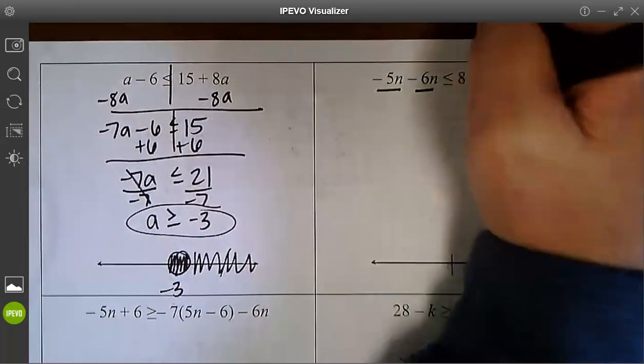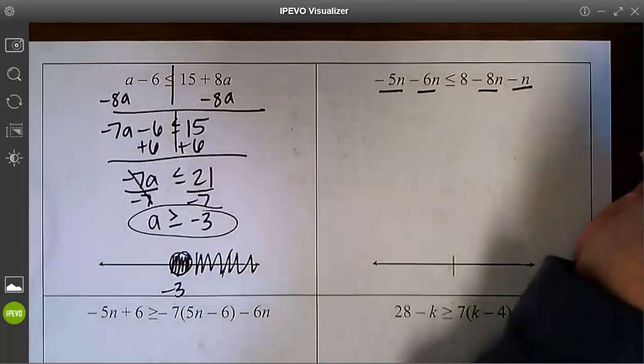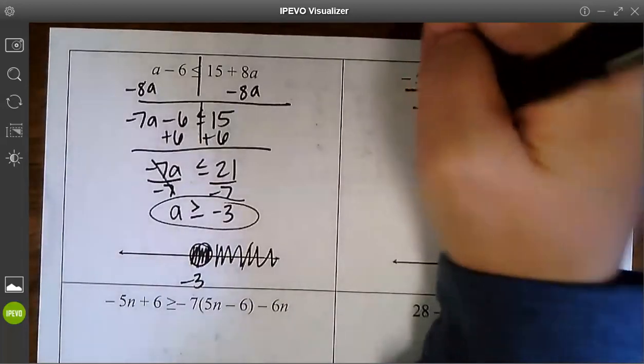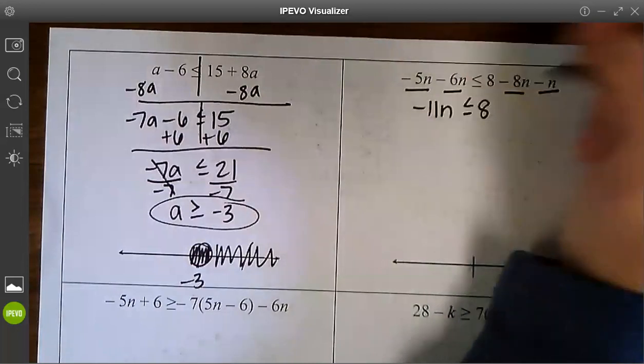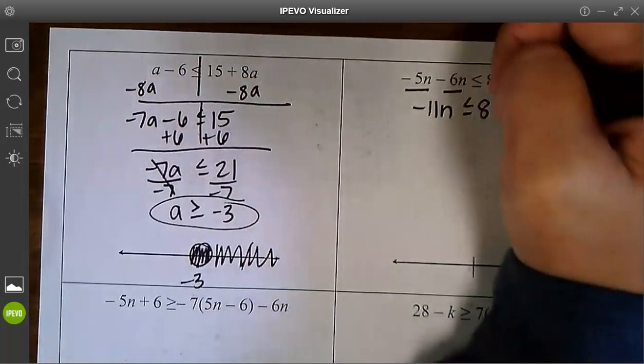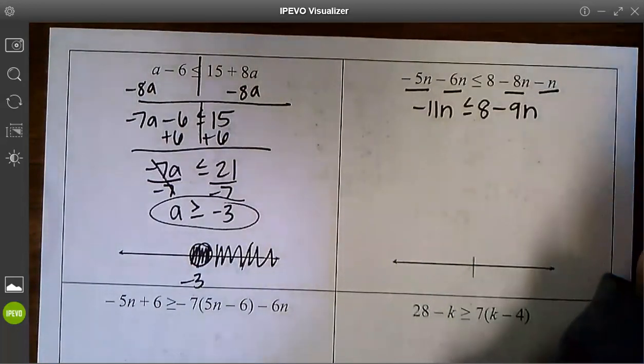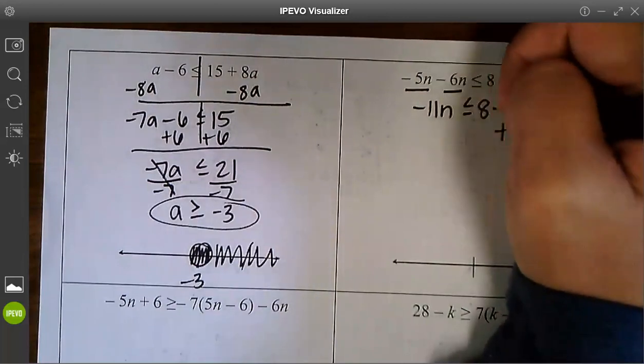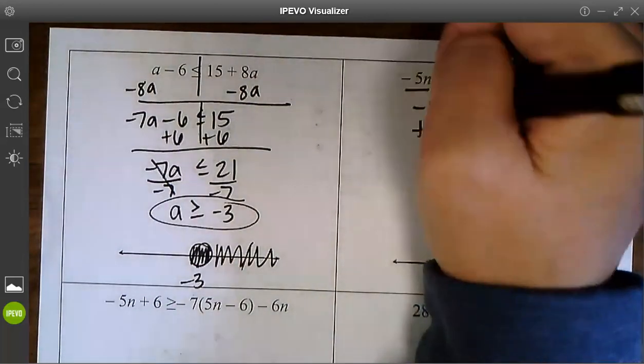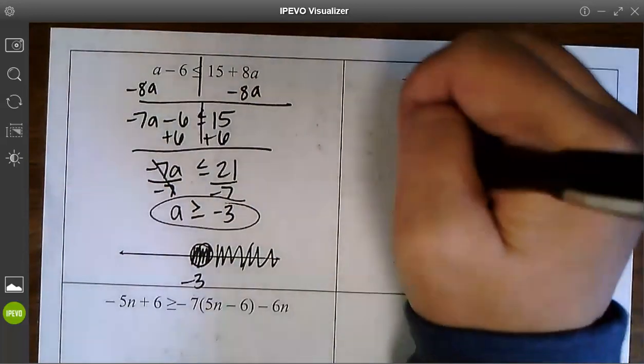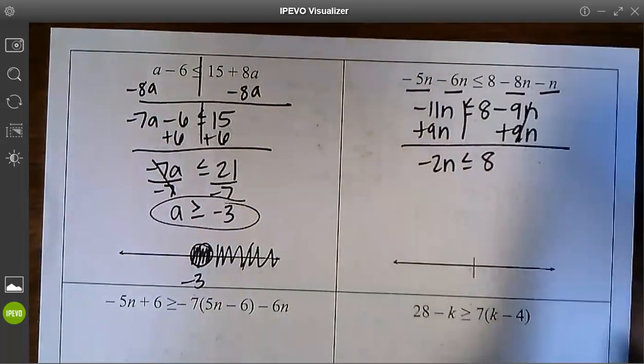The next one, combine my like terms. Negative 5n minus 6n is negative 11n, less than or equal to 8. Negative 8 minus n is negative 9n. Get my variables together. I'm going to add 9n to both sides. Negative 2n is less than or equal to 8.